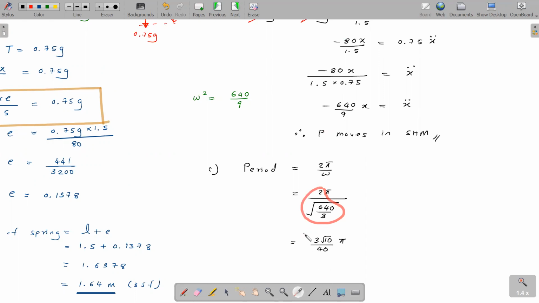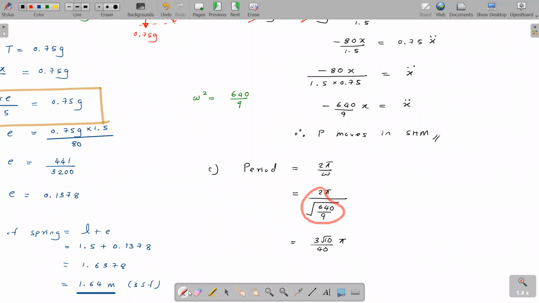Sorry, 640 over 9 here, right? This is 2 pi over root 640 over 9. So if you type this in the calculator without giving the pi, you will get 3 root 10 over 40 and make sure you input the pi. Is this clear? So that's the period. All right, and then let's go to the next part.